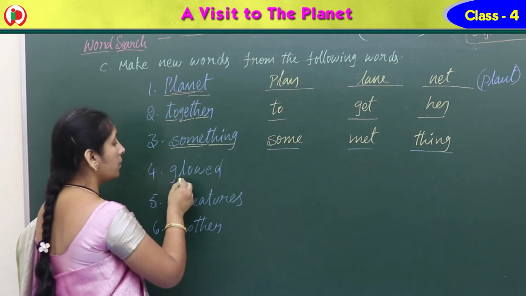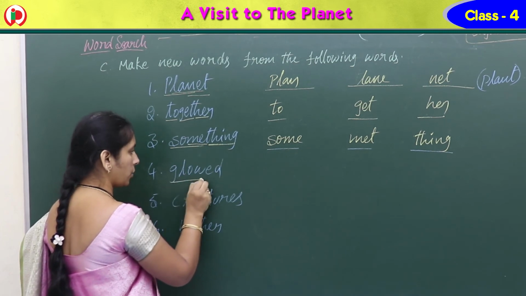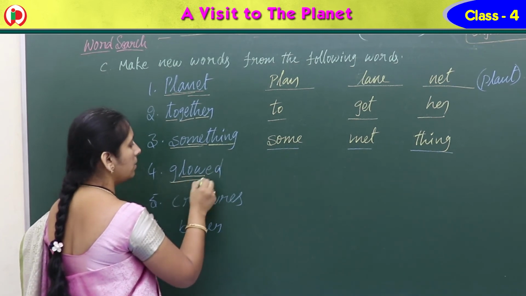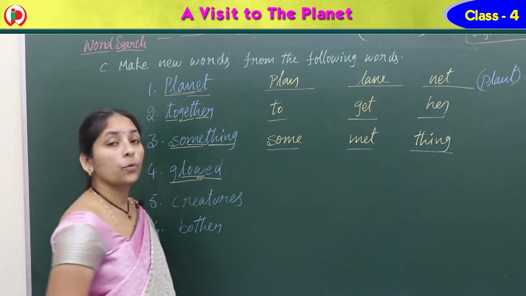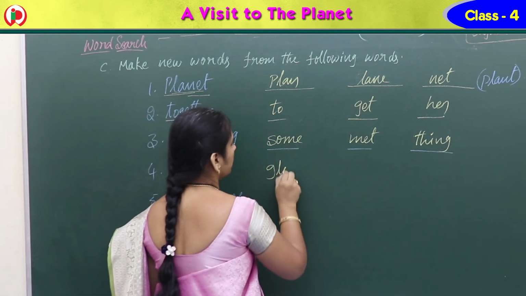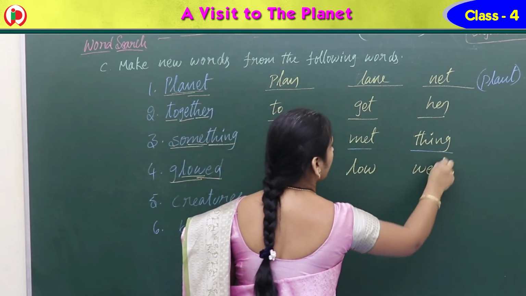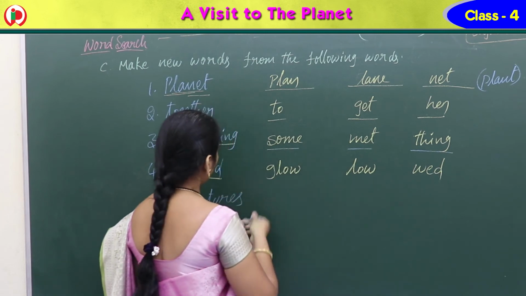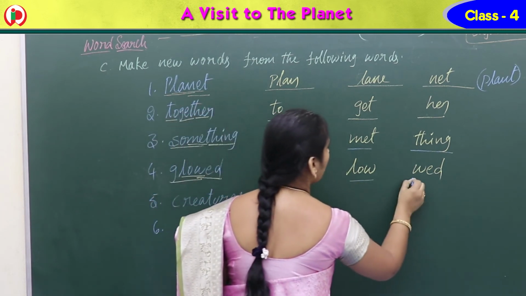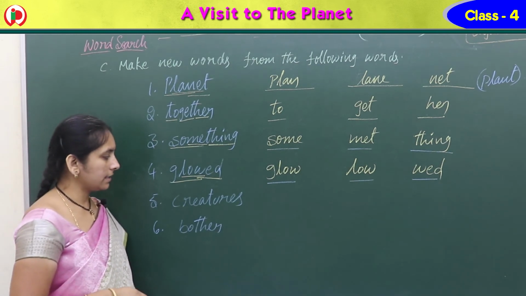Glowed. So, for this, here you can write first glow, low, wed, wedding, right? So write the words glow, low, wed. So three words: glow, low, wed. Okay, ma. Next one, creatures.